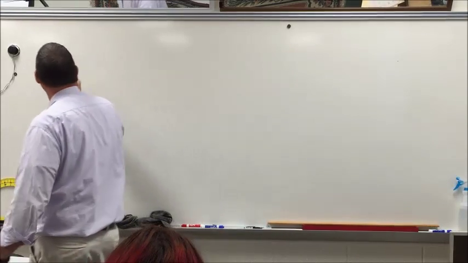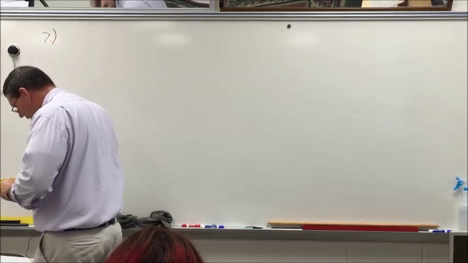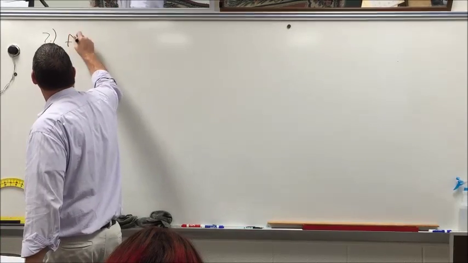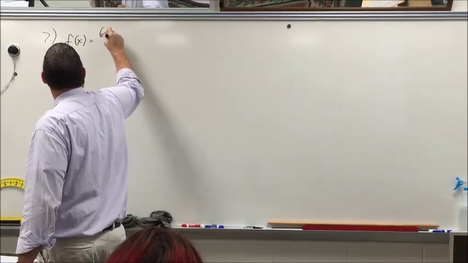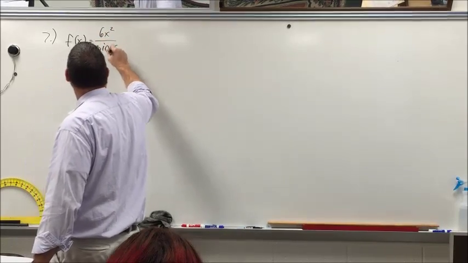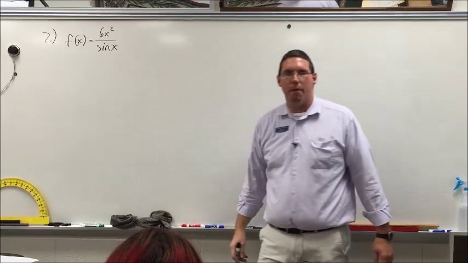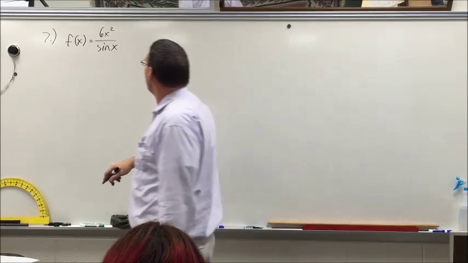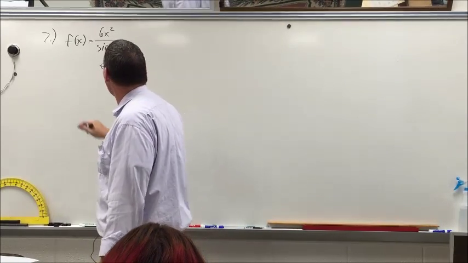All right, question number 7 says f of x is equal to, what's the bottom? Over sine of x. Okay, so we got 6x squared over sine of x. This is very similar to the example that we did. If you don't mind, I'll do it vertically.